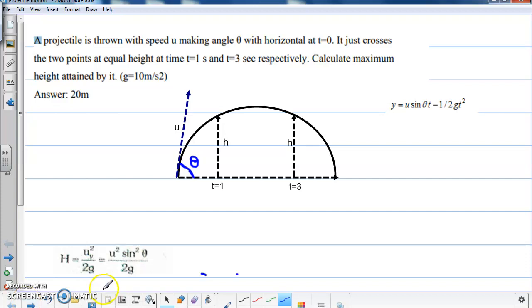In the first question, a projectile is thrown with a speed u, making an angle theta with the horizontal at t is equal to 0. It just crosses 2 points at equal height at t is equal to 1 second and t is equal to 3 seconds. Now we have the formula for vertical distance as y is equal to u sin theta t minus half g t square. Put t is equal to 1 and t is equal to 3.